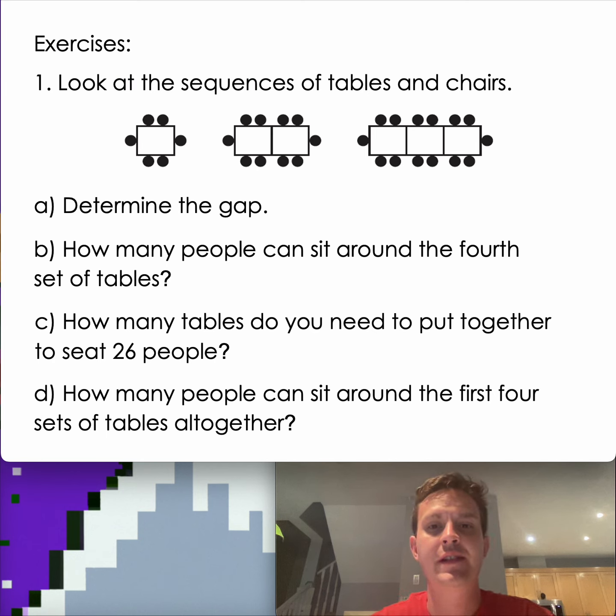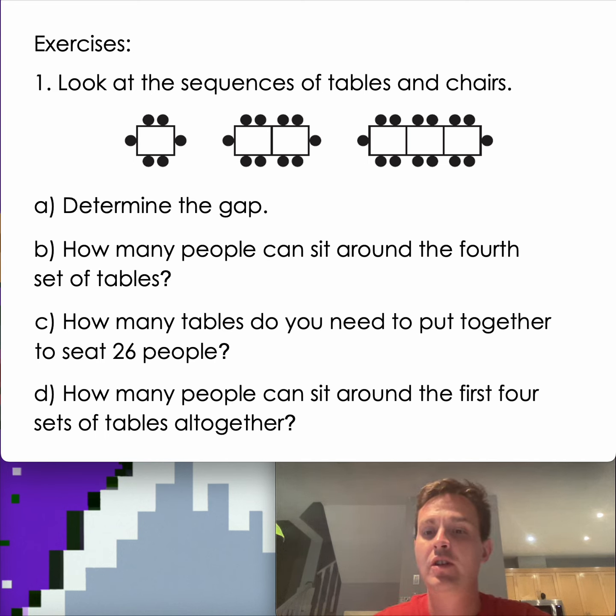Time for you to do some exercises. Look at this sequence of tables and chairs. Determine the gap, meaning what changes between each section. Tell me how many people can sit around the 4th set of tables. How many tables do you need to put together to seat 26 people? And how many people can sit around the first 4 sets of tables altogether?